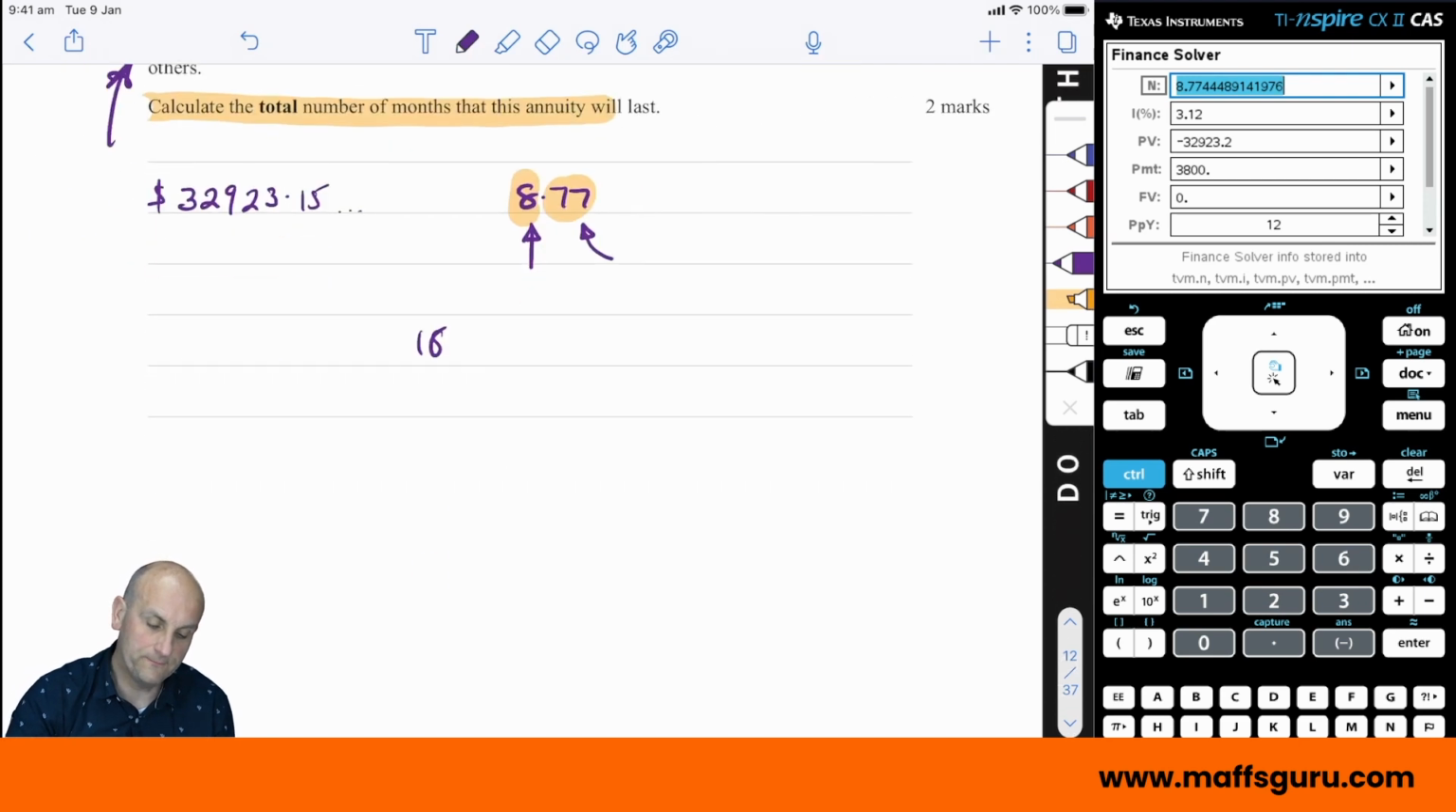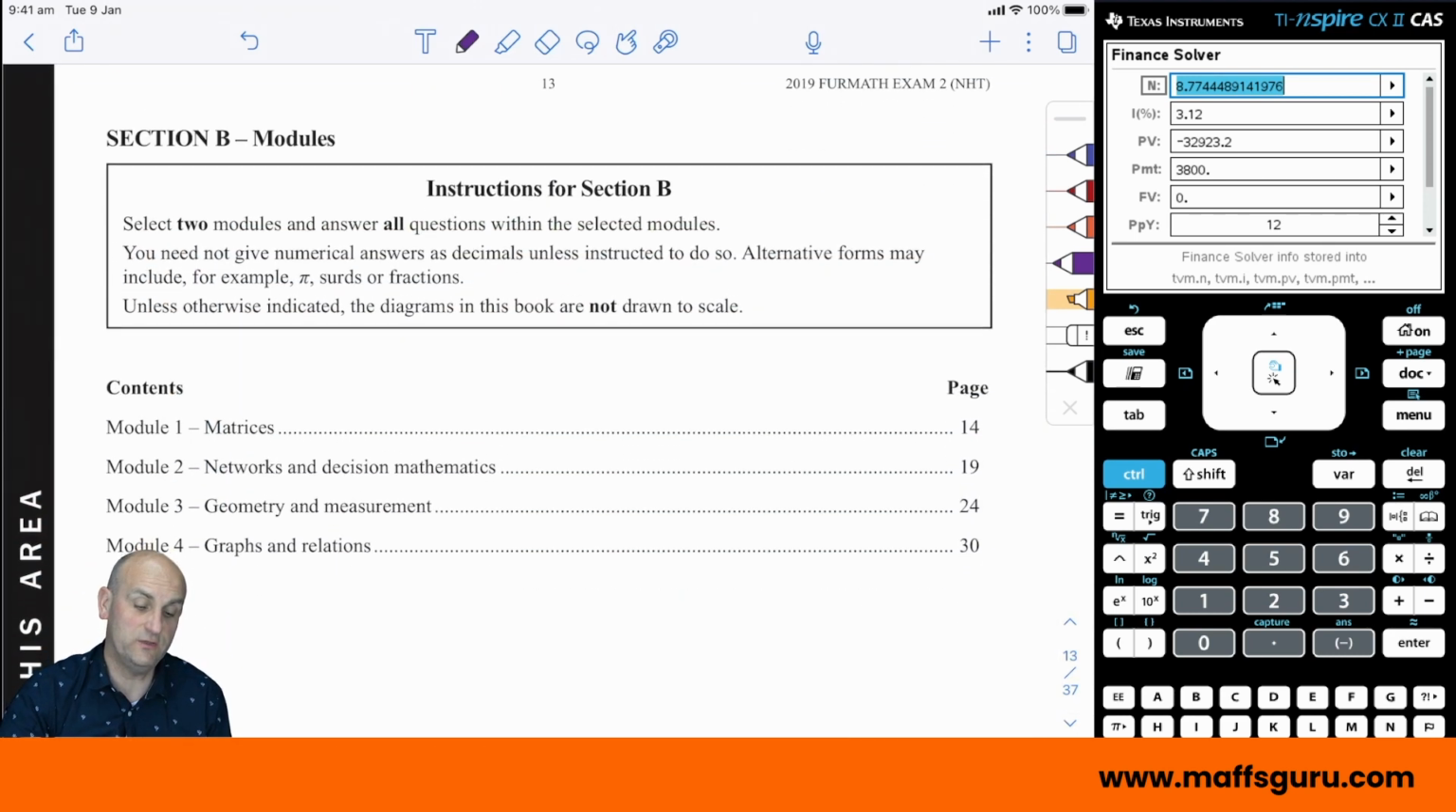That looks like 18 months is how long it's going to last. So that's one of those change of condition questions, which I thought was awesome.